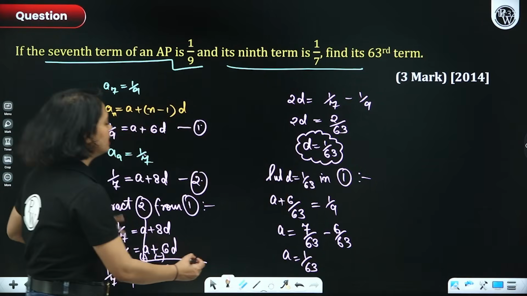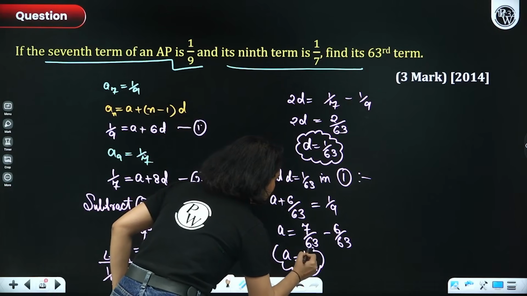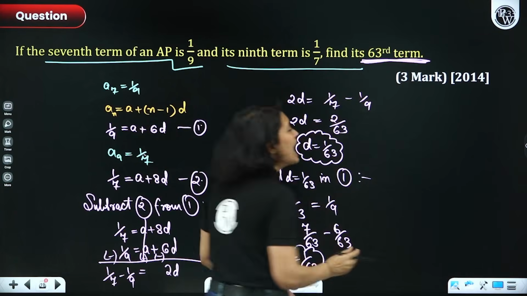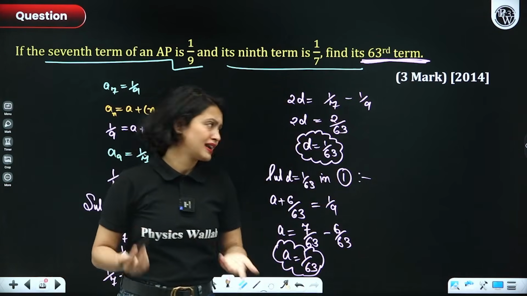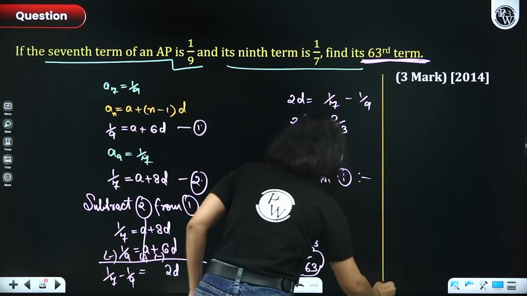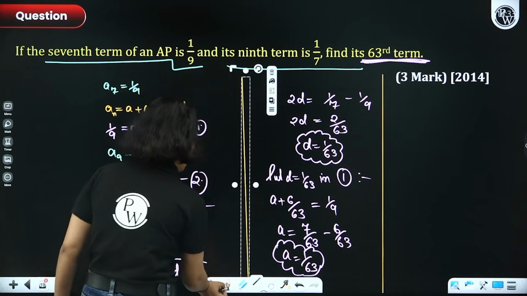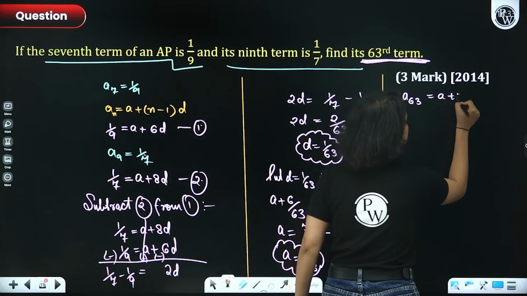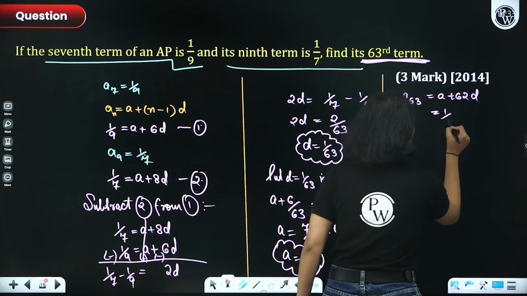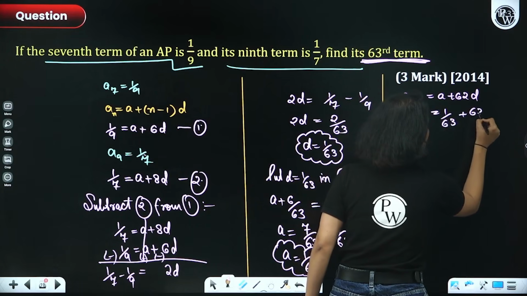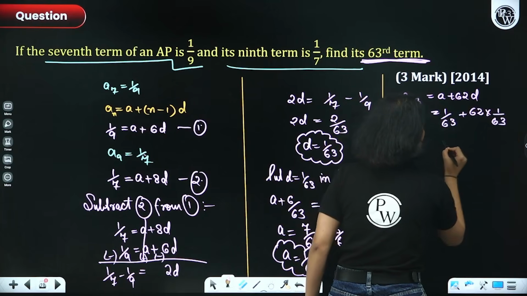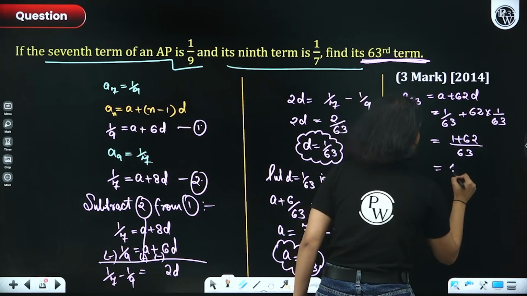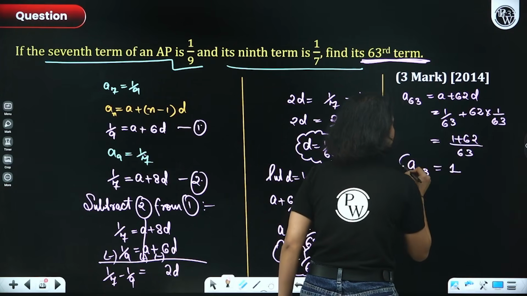Right? So we have figured out the value of a and d. Why did we figure out the value of a and d? Because to figure out the 63rd term, I needed the value of a and I needed the value of d. So now the 63rd term would be what? A plus 62d. So that would be 1 over 63 plus 62 into 1 over 63. So now this would come out to be 1 plus 62 over 63, that is equals to 1. So the 63rd term, everyone, comes out to be 1.